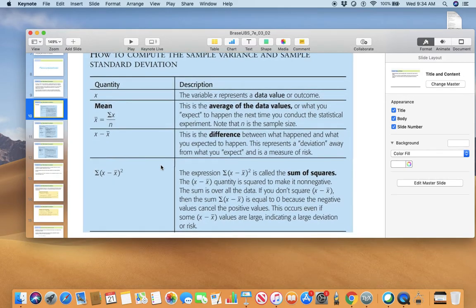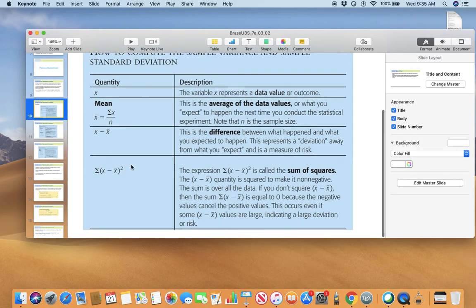For each x in your data, take x minus the mean. That measures how far each value is from the mean. This is the difference between what happened and what you expected to happen. This is an example of deviation. For each value, you are seeing how far it is from the mean, so you take the difference.